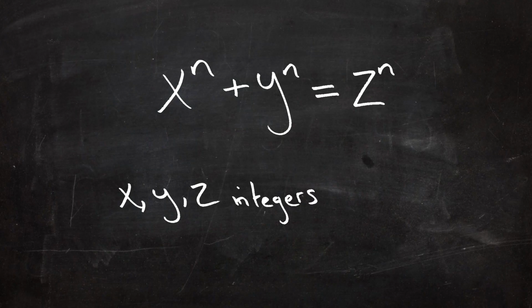Hello everyone, I'm going to do some proper maths today. I'm going to talk about this equation, x to the n plus y to the n equals z to the n. I want to find solutions where x, y and z are integers. So let's take some examples.